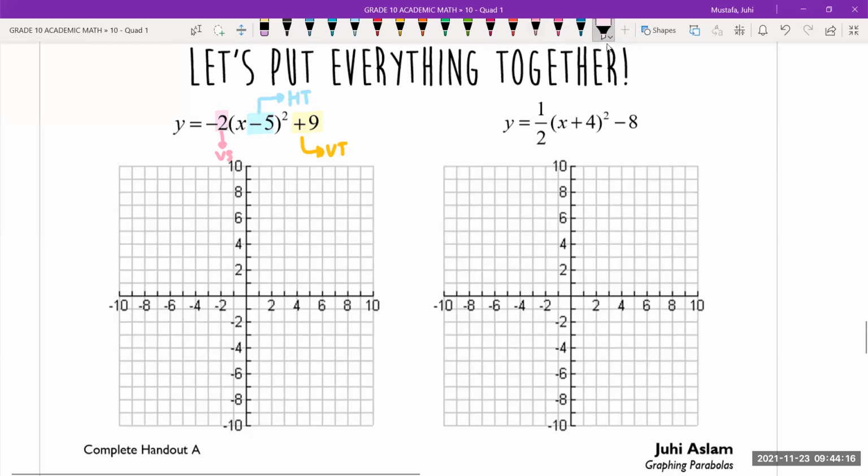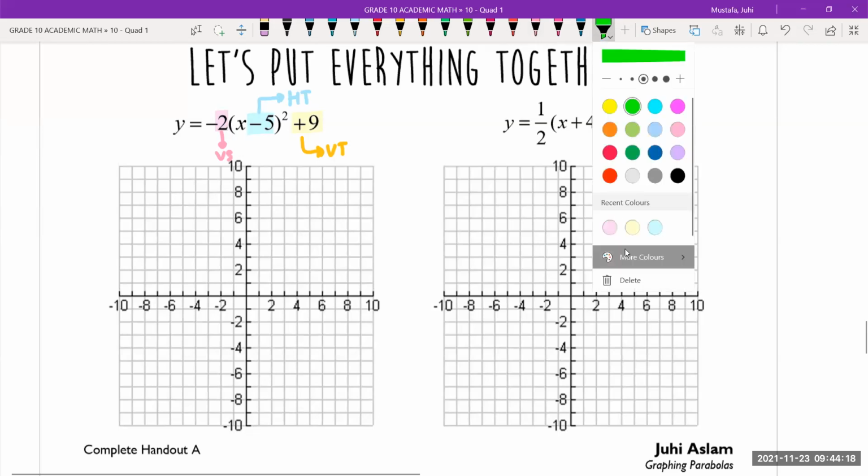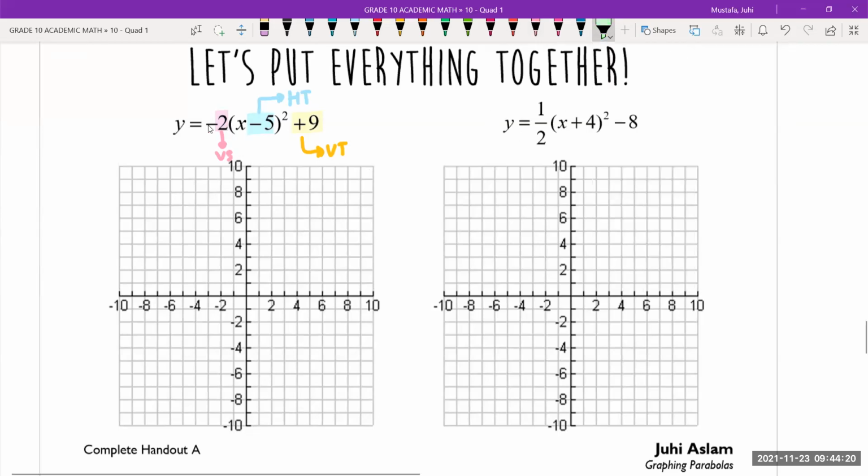Good. And then last but not least, what can we say about this negative sign? What kind of transformation is that, Jennifer? Yeah, it's going to be our vertical reflection. So I kind of use short form. Hopefully you understood that. Now we're ready to actually graph it and see what happens when we put this together.